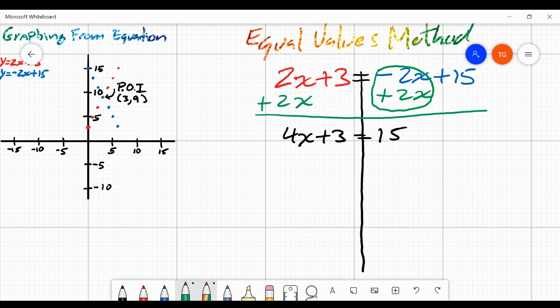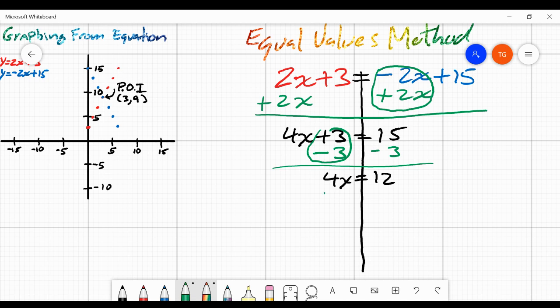Again, we're trying to get x by itself or isolate it. So now we're going to move the units away. So instead of plus 3, I'm going to do negative 3 because that will make a zero pair. If I do it to one side, I'll do it to the other. The zero pair allows it to disappear. So now we have 4x equals 12.